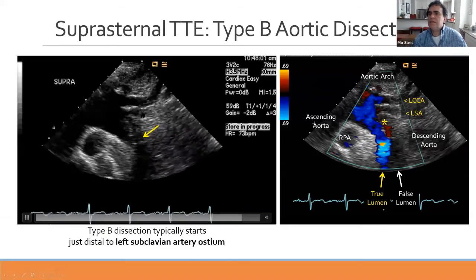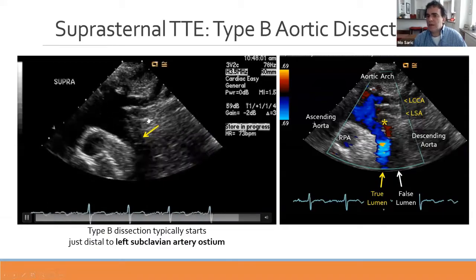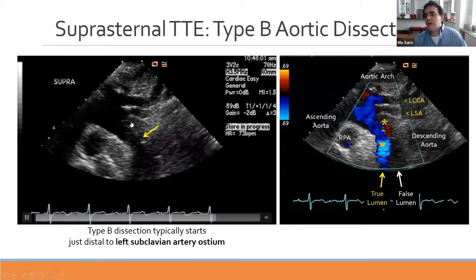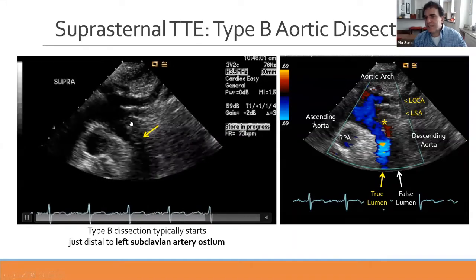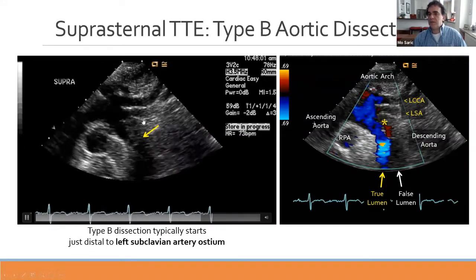You can also see the origin of the left subclavian artery and a characteristic starting point of type B dissection just distal to the origin of the left subclavian artery.